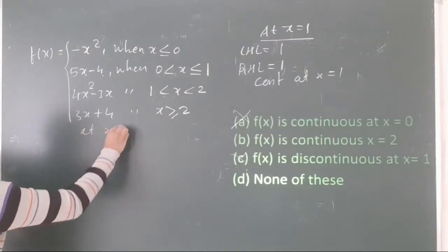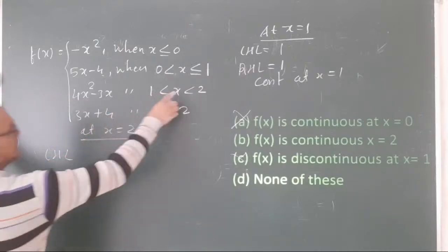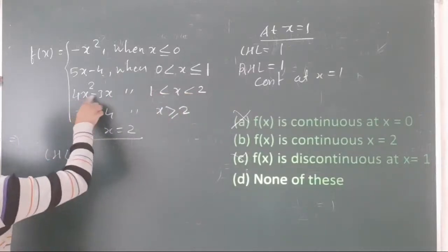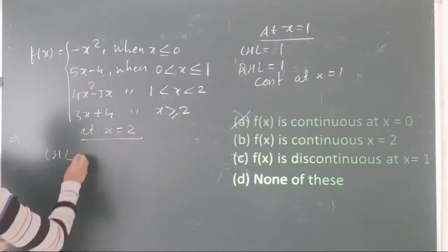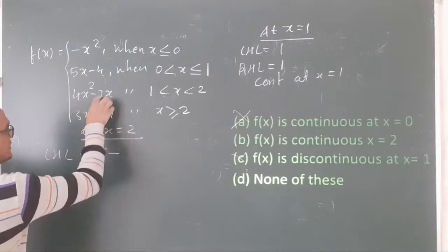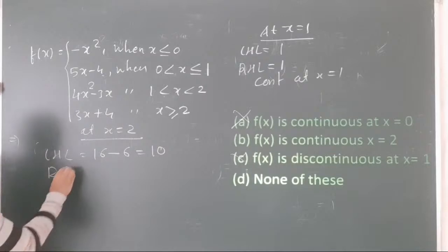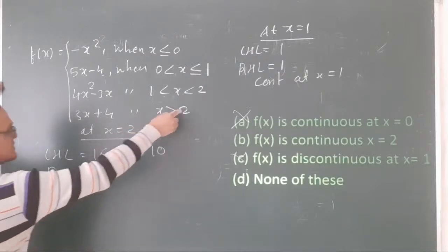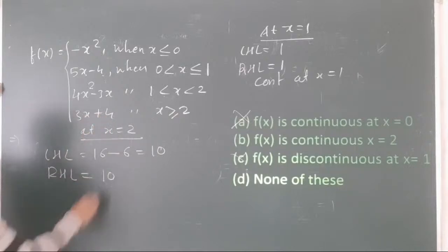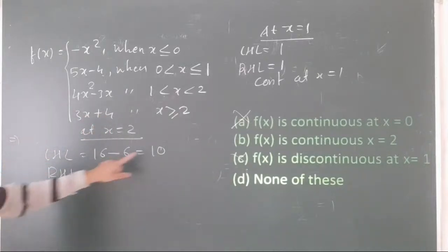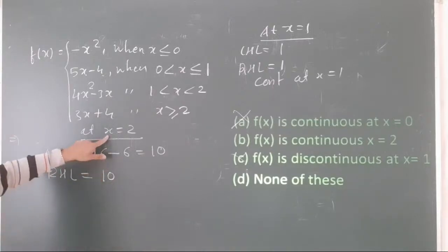At x equals 2, for LHL, for x less than 2 the function is 4x square minus 3x. Put x equals 2 here. 2 square is 4, 4 fours are 16, minus 3 twos are 6. Answer is 10. Then RHL means for x greater than 2. Put the limit x is 2. 3 twos are 6, 6 plus 4 is 10. Here LHL is equal to RHL, both are the same. Therefore the function is continuous at x equals 2.